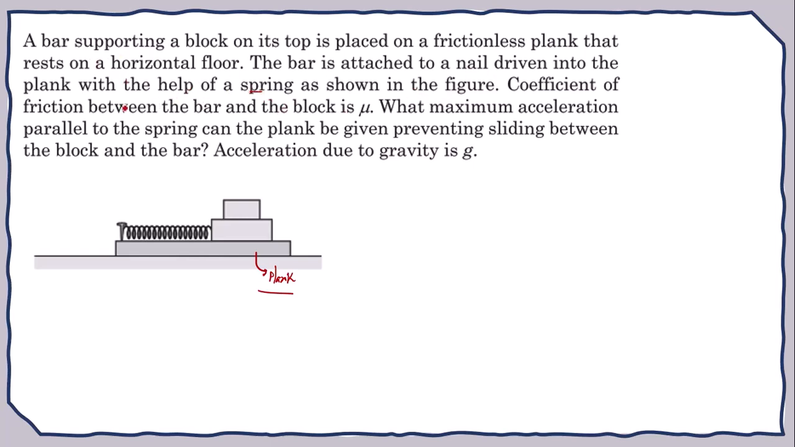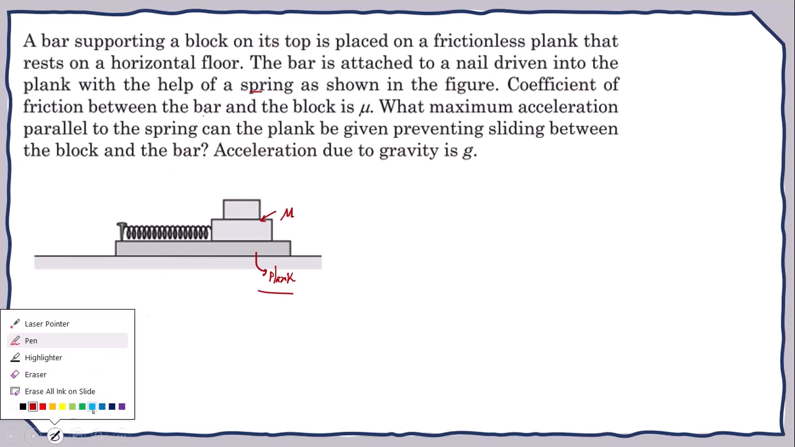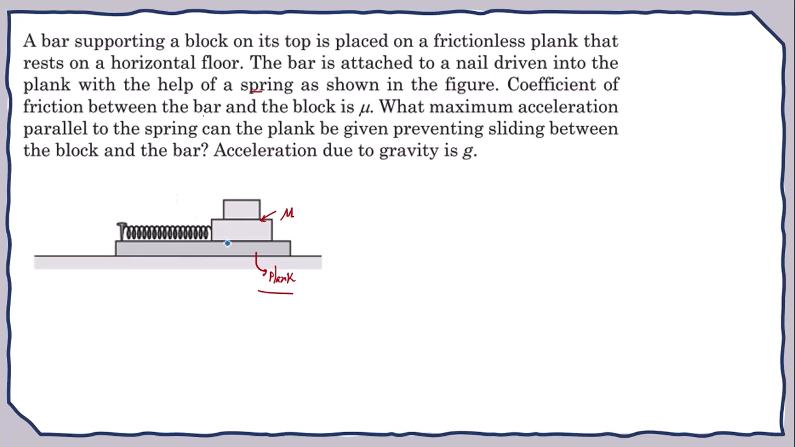The coefficient of friction between the bar and the block is mu. Here the coefficient of friction is mu, given. Now, what maximum acceleration parallel to the spring can the plank be given, preventing sliding between the block and the bar? Okay. So let us say the plank is given an acceleration in this direction. A is the acceleration of the plank given.